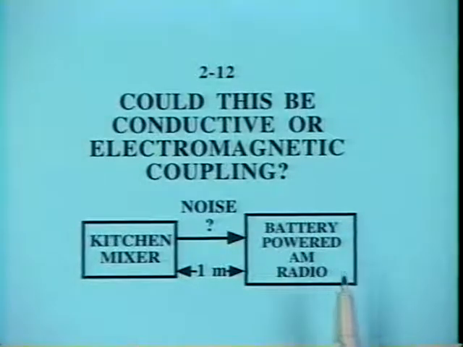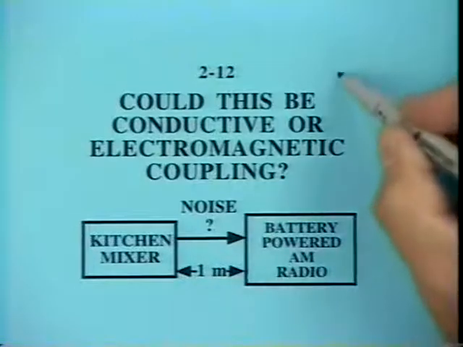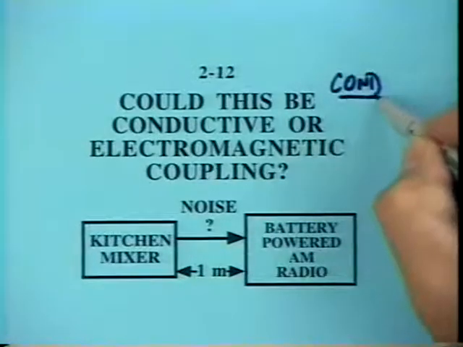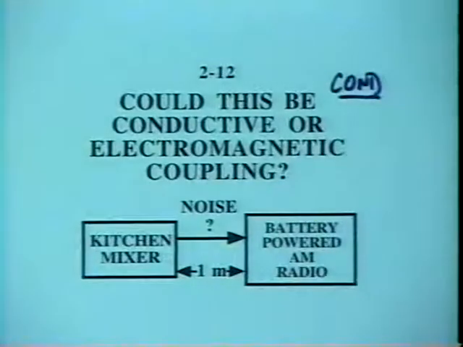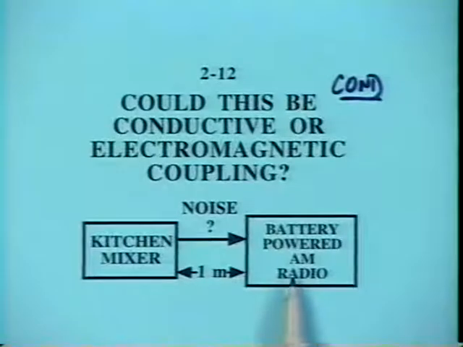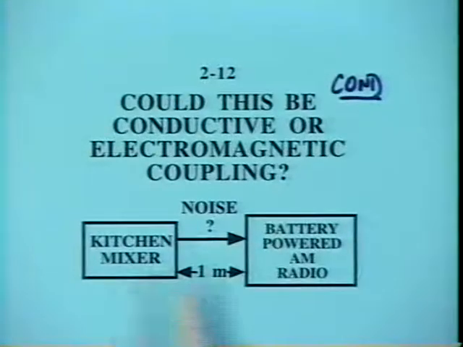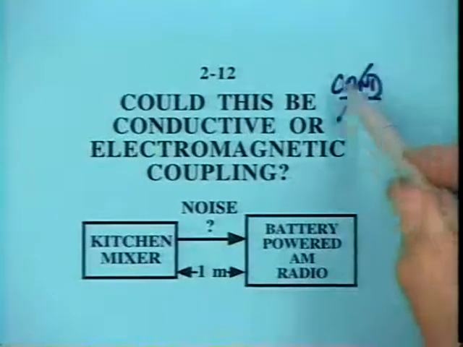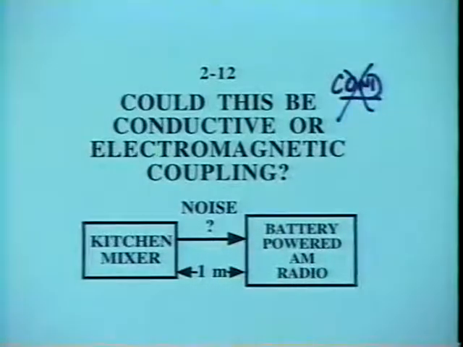Now remember, we've got 4 possibilities. And what we're trying to do here is figure out which are reasonable, which are likely in this situation. Let's just run down the list. Conductively coupled. To be conductively coupled, we required 2 or more metal contacts between the noise source and the susceptible circuit. In this case, we don't have any contacts, battery powered. So conductive coupling is not a possibility. It's not even on the list. We don't even want to consider it.